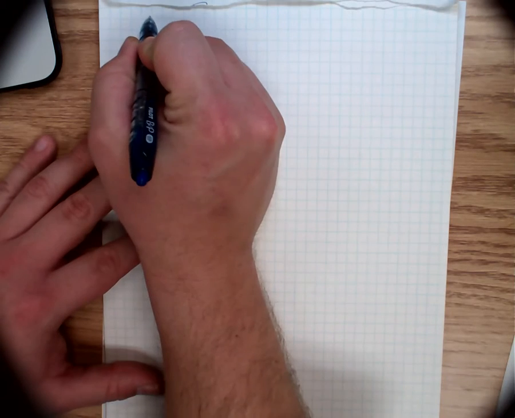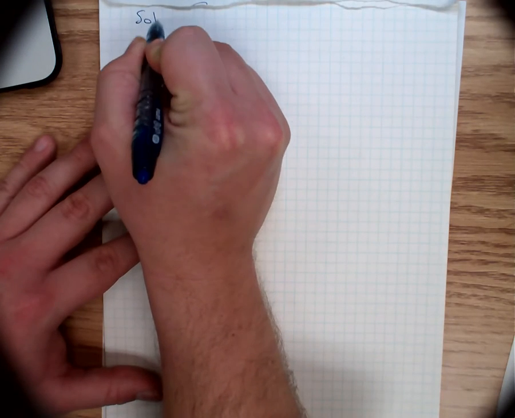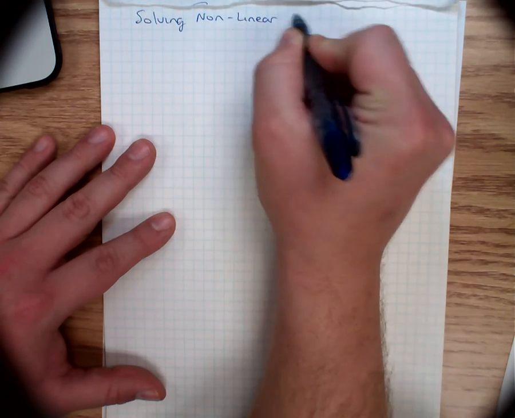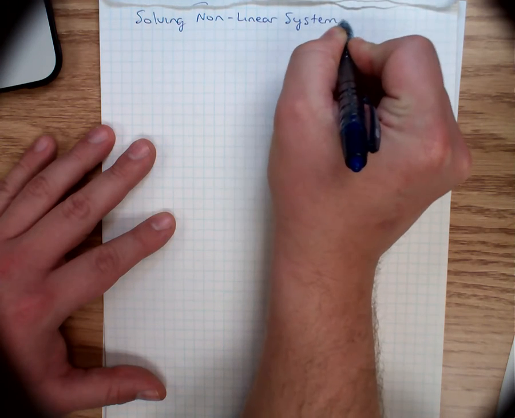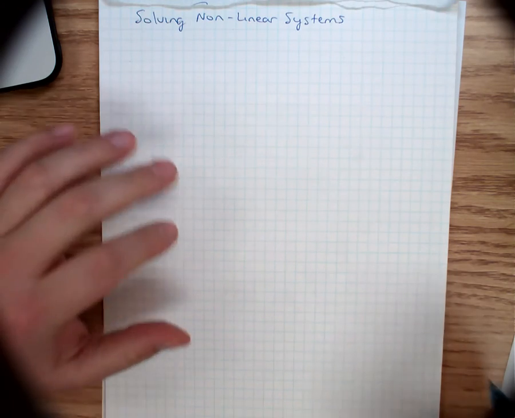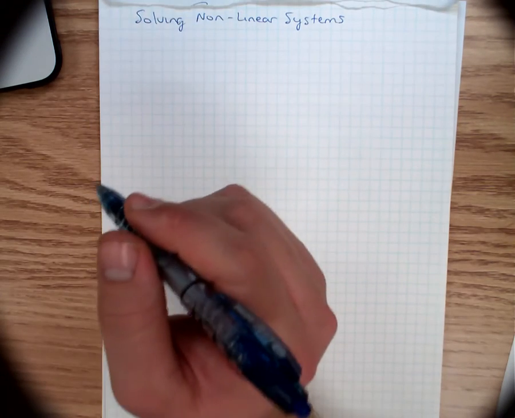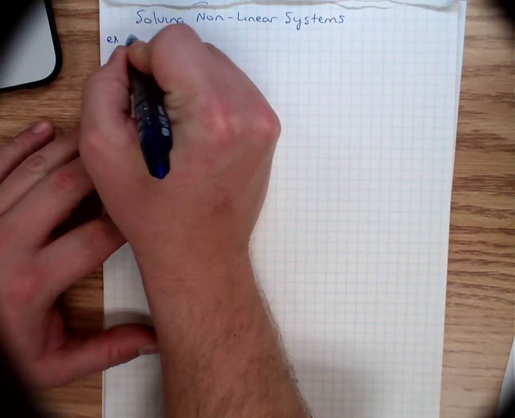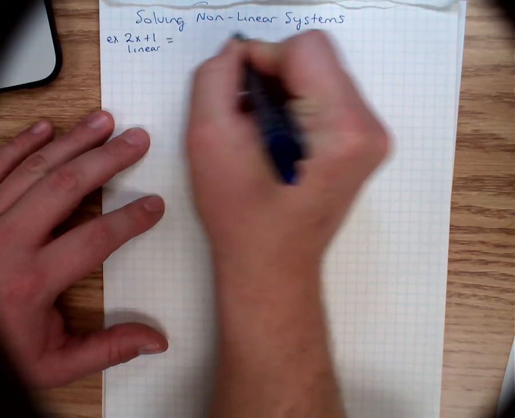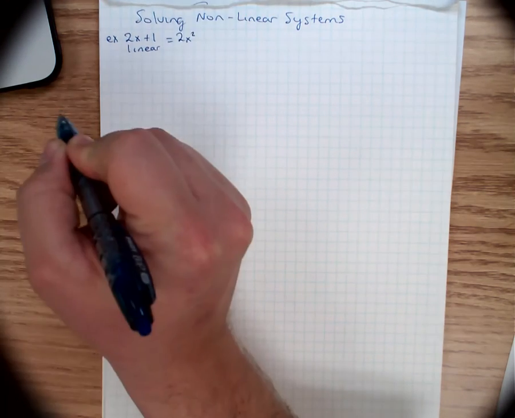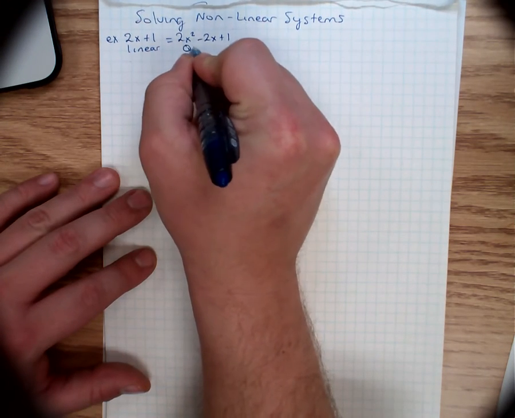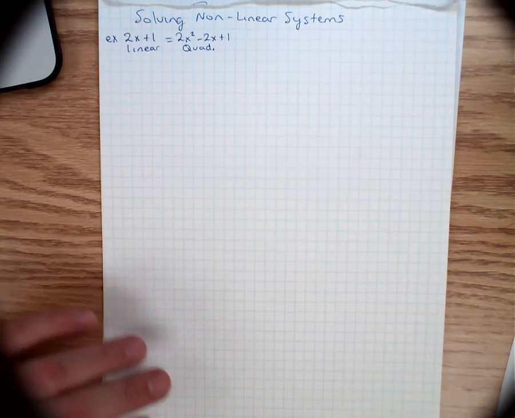Title this Solving Nonlinear Systems. Okay, I'm not going to go through this example, but I'll use this as a talking point. So if I have a linear versus a quadratic, how we solve these algebraically.